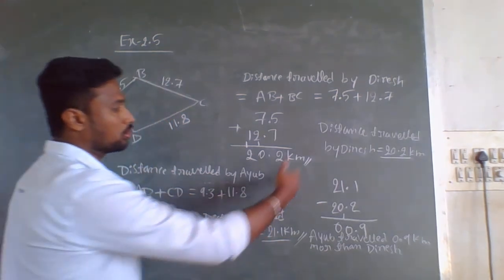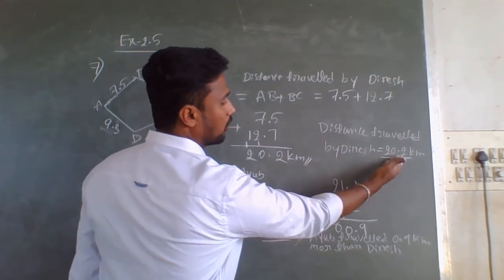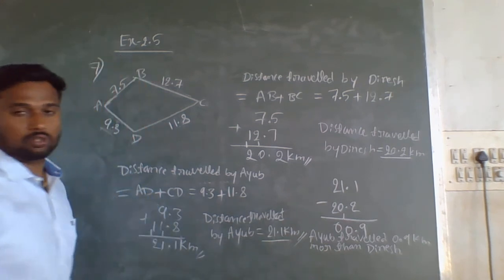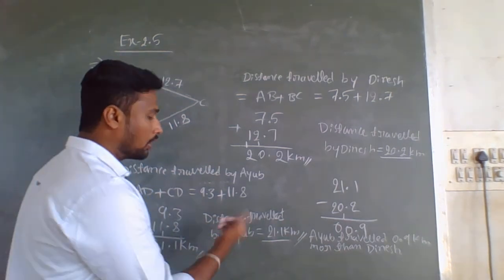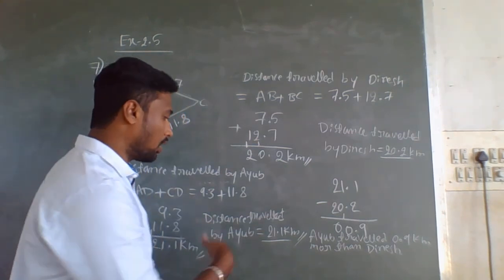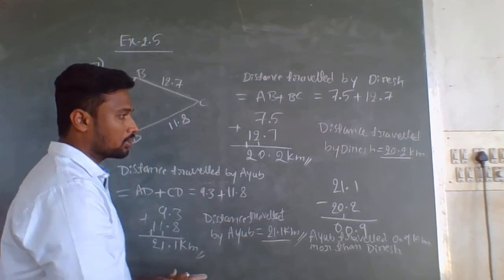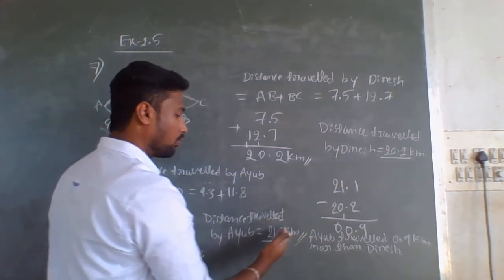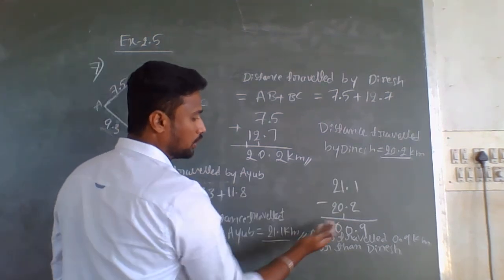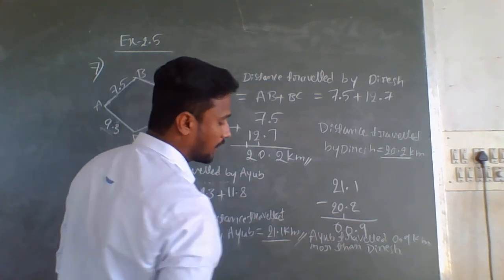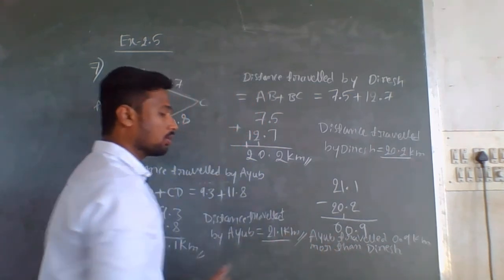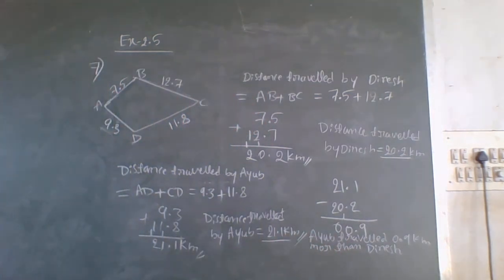So now you can check who travelled more. Dinesh travelled 20.2 kilometers. Ayub travelled 21.1 kilometers. So Ayub travelled more. To get how much more distance Ayub travelled, what do we have to do? We have to subtract 20.2 from 21.1. So 21.1 minus 20.2, what do we get here? 0.9. So Ayub travelled 0.9 kilometers more than Dinesh is the answer.